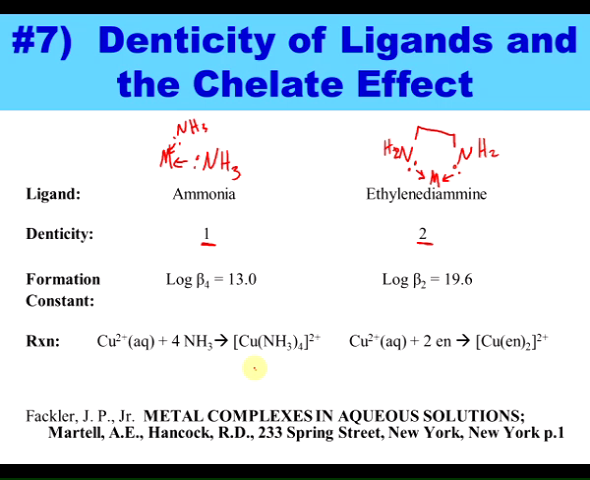So here you've got a copper with 4 separate amines around it, and I'm just going to draw the rest of it just to save time, and another tetrahedral complex with nitrogens, except these have a linker to make this a bidentate ligand. Let's compare the values of the formation constants for these 2 reactions.